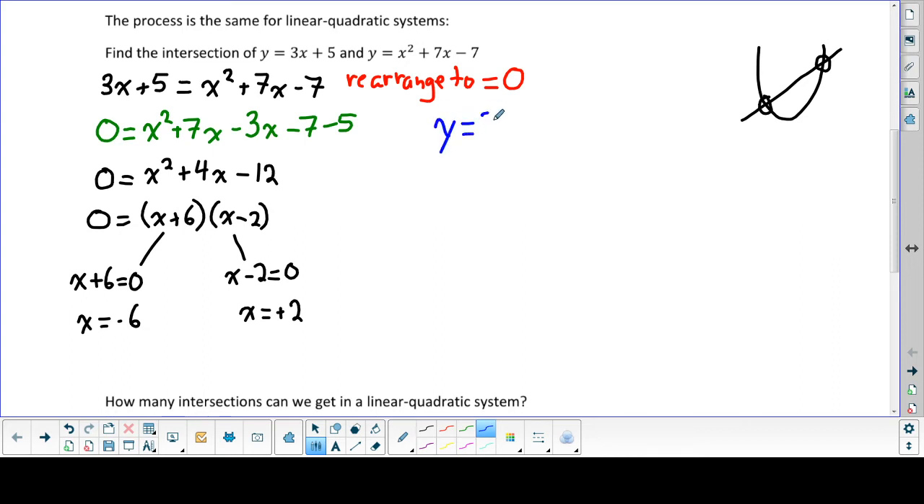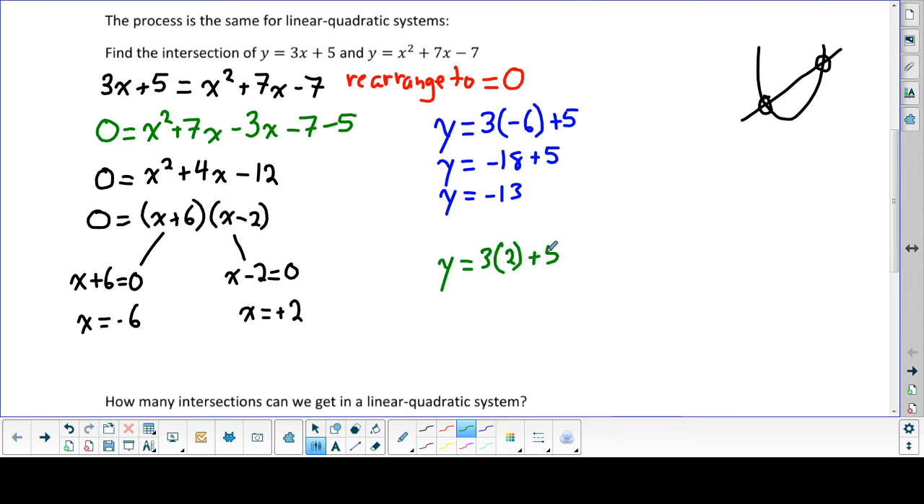Y equals 3 times negative 6 plus 5. So that's negative 18 plus 5. Y equals negative 13. So that's one of our intersection points, negative 6, negative 13. And let's go with green here. For our other one, y equals 3 times 2 plus 5. 6 plus 5 is 11.